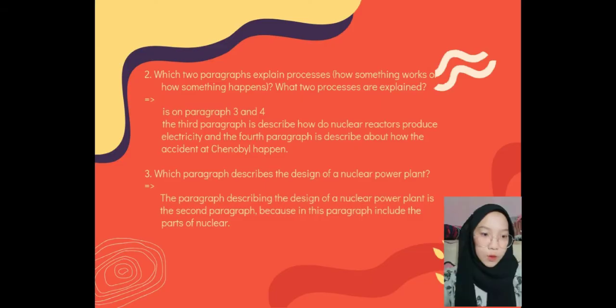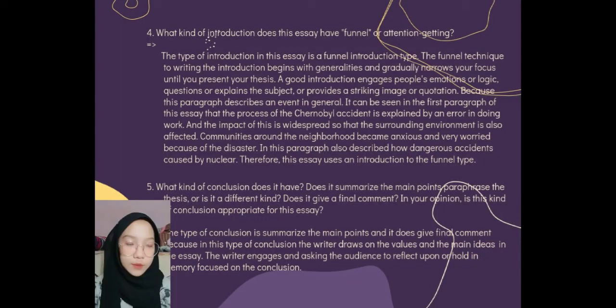Question 2: Which two paragraphs explain processes, how something works or how something happens? What two processes are explained? Answer: paragraphs 3 and 4. The third paragraph describes how nuclear reactors produce electricity, and the fourth paragraph describes how the accident at Chernobyl happened. Question 3: Which paragraph describes the design of a nuclear power plant? Answer: the paragraph describing the design of a nuclear power plant is the second paragraph, because this paragraph includes the parts of the nuclear plant.